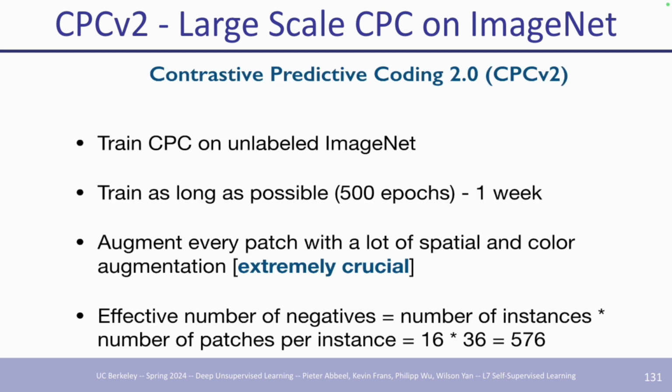So some additional tricks that they do: they train for much longer. In this case, they're training for 500 epochs, which at the time took about a week. And you can imagine, compared to some of your homeworks, that is way longer. They're doing a lot of different augmentations to their images, spatial and color augmentations. And again, the number of negatives is very important.